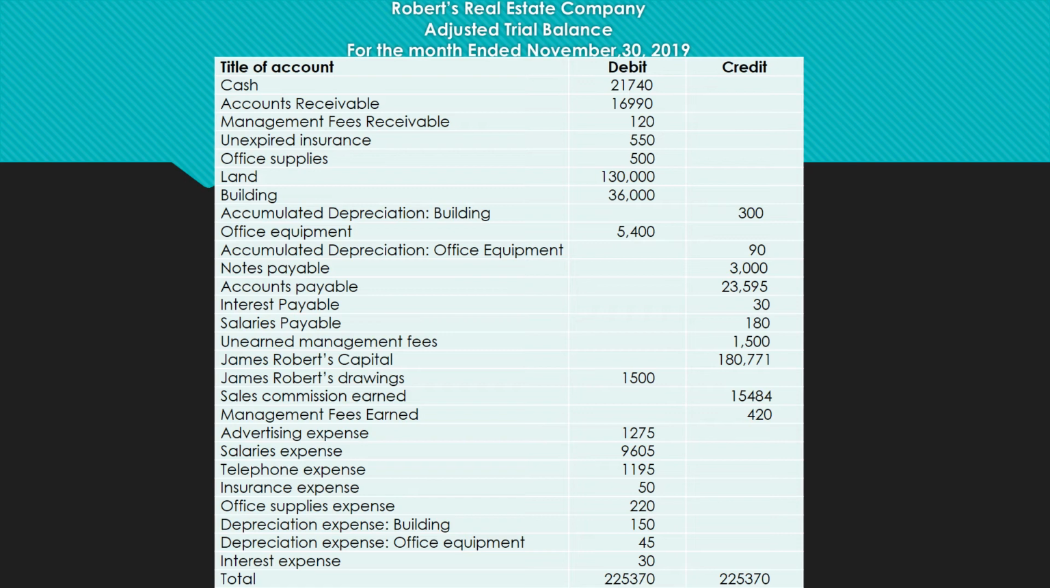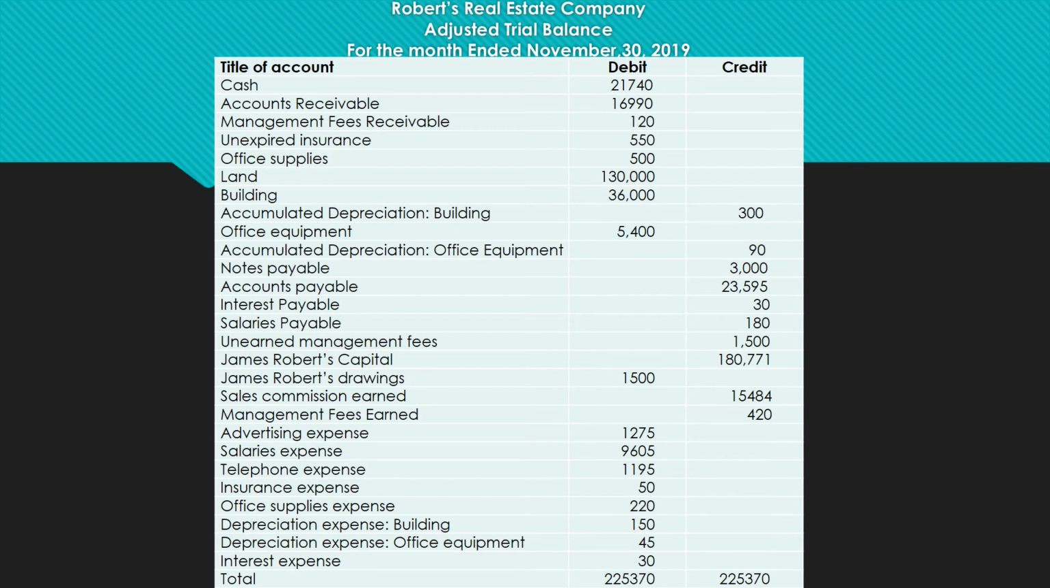Now due to adjusting entries, some new liabilities were created. One was interest payable and the other was salaries payable. So we have to show these newly created payable accounts along with all the other payable accounts which were already there in the trial balance. In adjusting entries we recorded interest payable 30 on the credit side, so we will show that interest payable in the adjusted trial balance on the credit side. Similarly, we created a liability of salaries payable in the adjusting entries journal on the credit side, so we will show salaries payable in the adjusted trial balance on the credit side, 180.